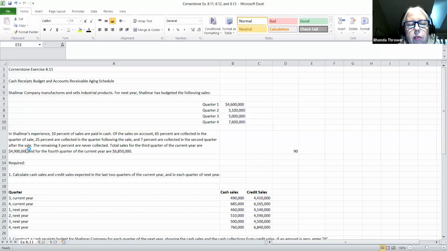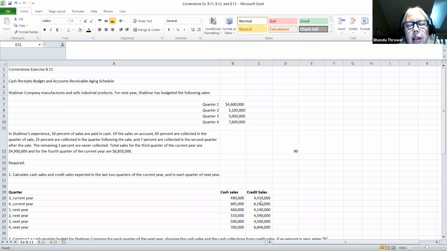So your credit sales are going to be $4,900,000 times 90%. That's how you get the credit sales for the third quarter. For the fourth quarter of the current year, the sales were $6,850,000. 10% of those are going to be cash sales. So 10% of $6,850,000 is $685,000. That's how you get the cash sales portion of this.